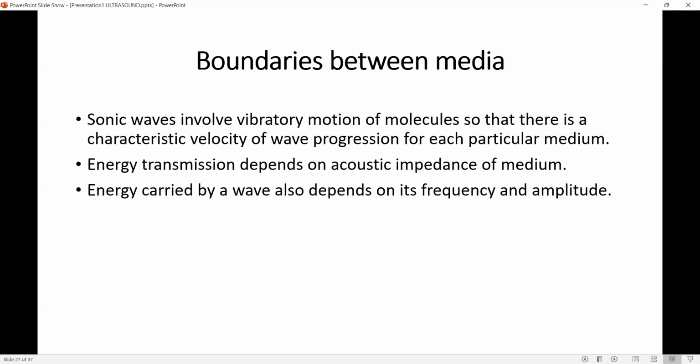Boundaries between media. What is that? What are the boundaries between media? Sonic waves involve vibratory motion of molecules, so there is a characteristic velocity of wave progression for each particular medium. Energy transmission depends on the acoustic impedance of the medium. Energy carried by a wave also depends on its frequency and amplitude.